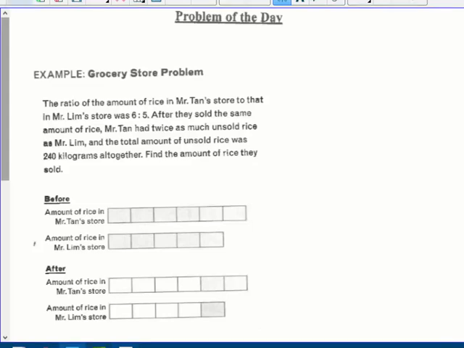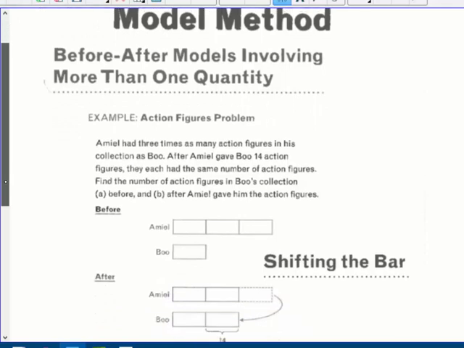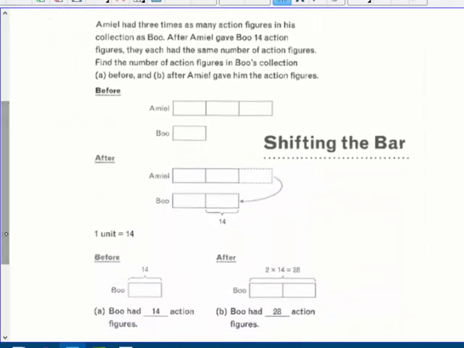So page 35, everyone. Advanced skills, in model method, before and after models involving more than one quantity. So here's the action figure problem. Amiel had 3 times as many action figures in his collection as Boo. After Amiel gave Boo 14 action figures, they each had the same number of action figures. Find the number of action figures in Boo's collection before and after Amiel gave him the action figures.